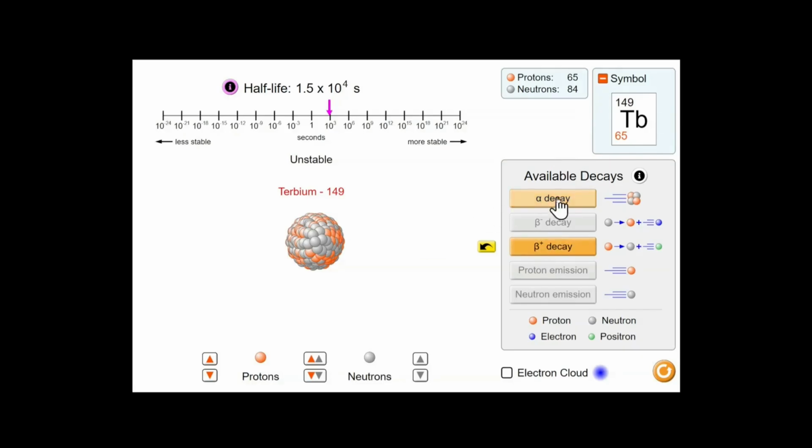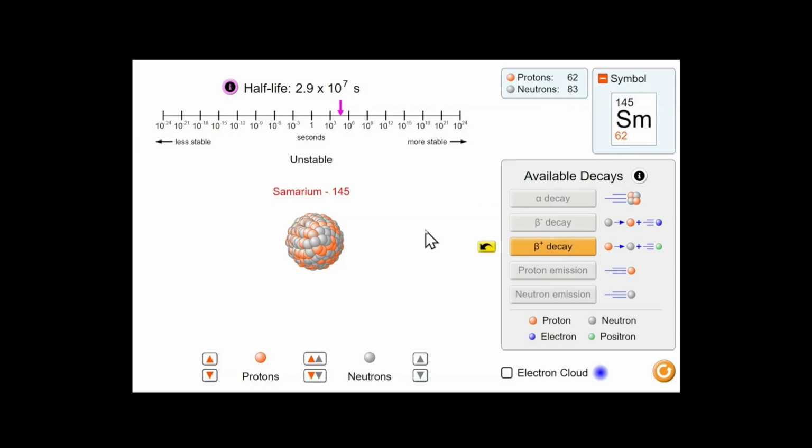Now there are one of two paths available to it. It can either do alpha decay or beta decay. Let's do alpha decay again. So now it's still unstable. There's still too many protons compared to neutrons, but it's becoming less and less unstable and more stable. Now it's europium 145. And we got rid of 2 neutrons and 2 protons. So there's a total of 145.